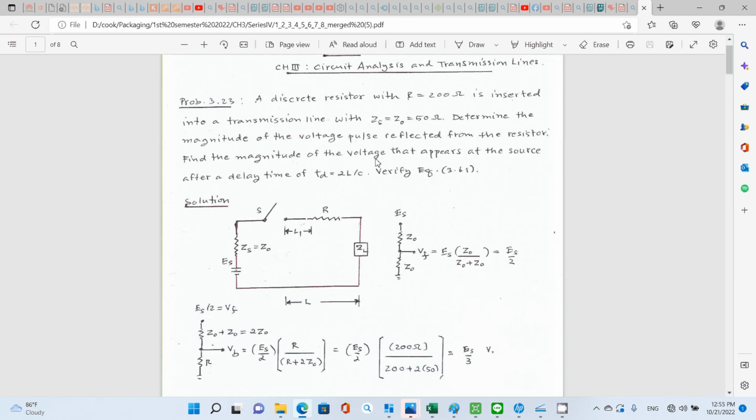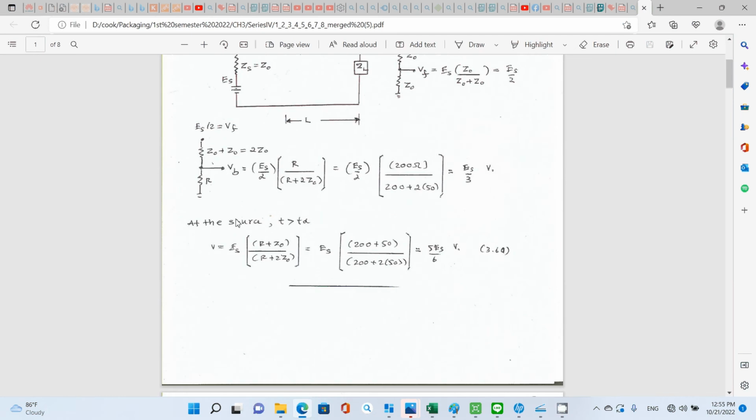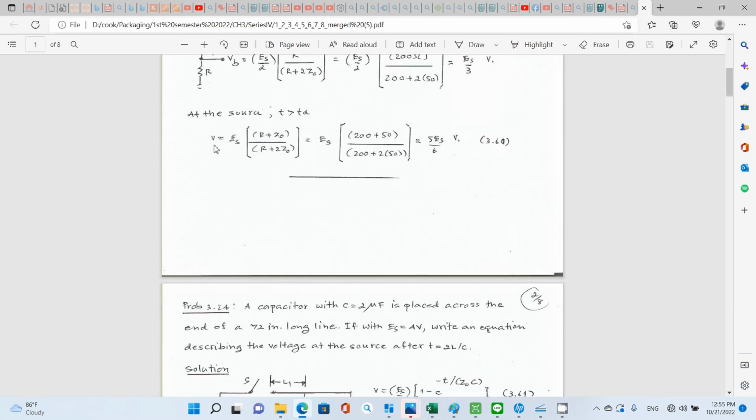The next one is to find the magnitude of the voltage that appears at the source. So we look at the source. For T greater than Td, you already have this equation according to equation 3.60. Just plug in the numbers, R equal to 200 ohms and Z0 is 50 ohms. So you end up with V equal to 5 ES over 6.